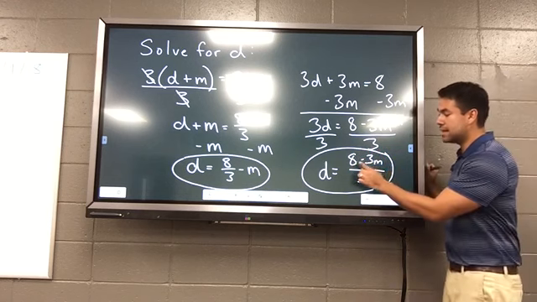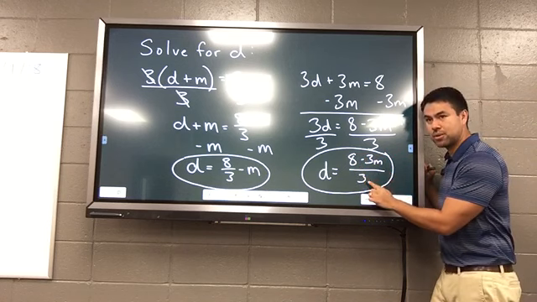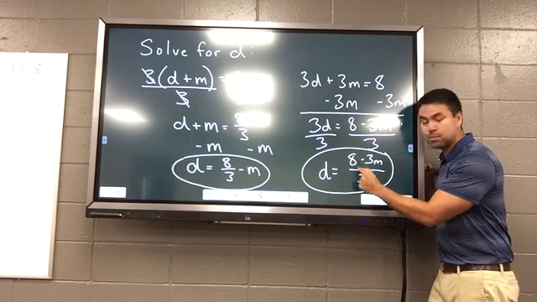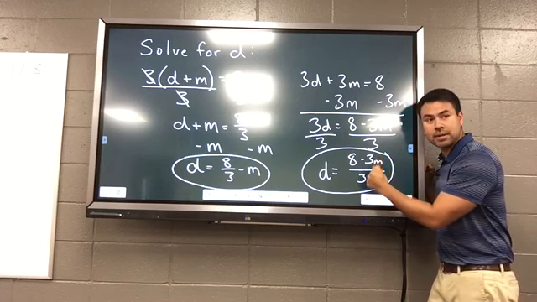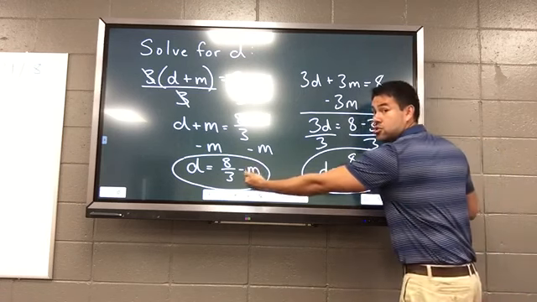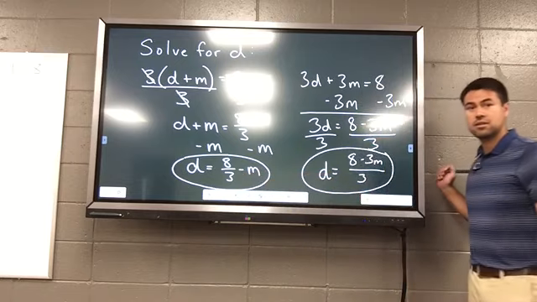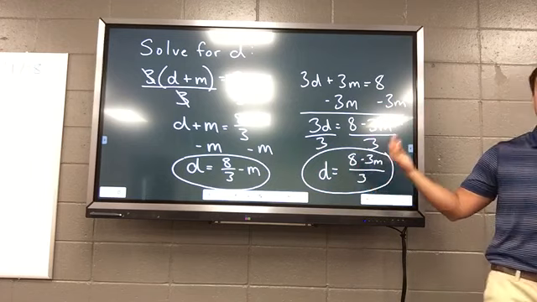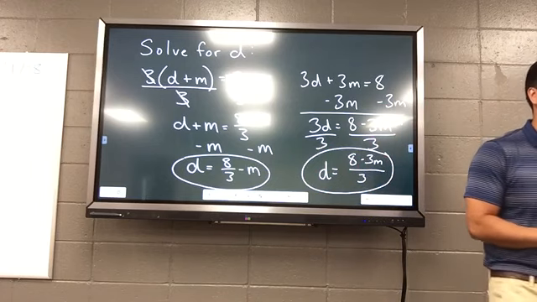Okay, here, isn't 8 minus 3m being divided by 3? So that really, this is what it means. That 8 is being divided by 3, and negative 3m is being divided by 3. And that's shown right here. So either one's good. They're the same thing. But if you can understand why they're the same, even better. But not yet if you can't.